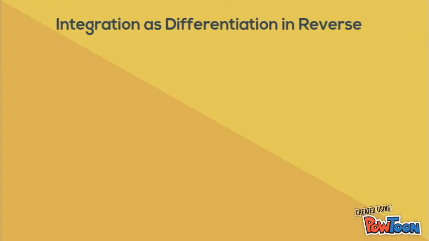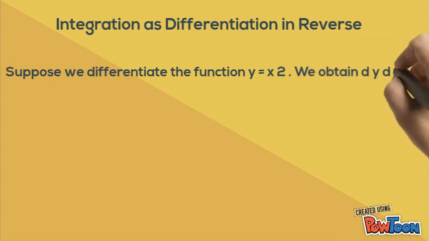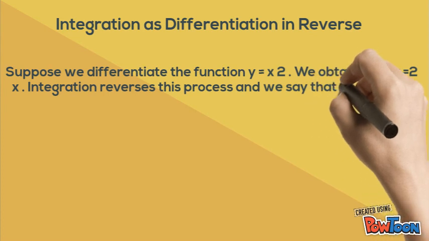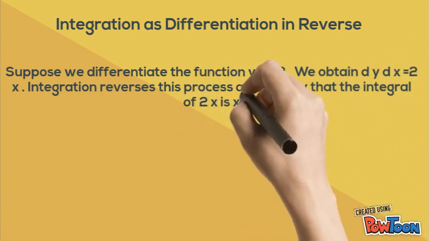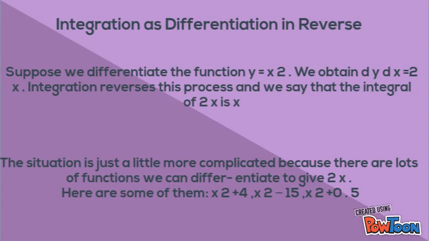Next is integration as differentiation in reverse. Suppose we differentiate the function y = x squared. We obtain dy/dx = 2x. Integration reverses this process, and we say that the integral of 2x is x squared. The situation is just a little more complicated because there are lots of functions we can differentiate to give 2x. Here are some of them: x squared, x squared plus 4, x squared minus 15, x squared plus 0.5.